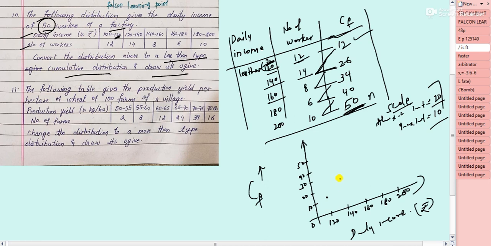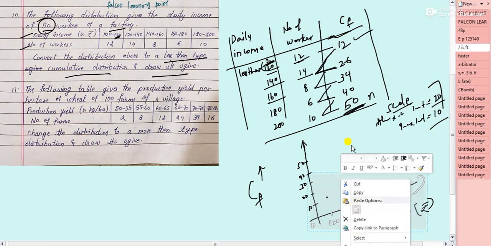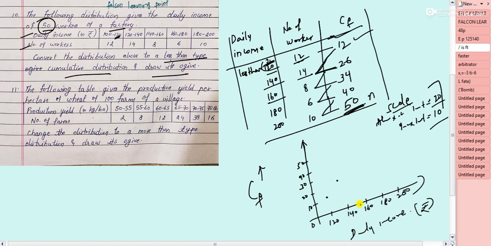Now mark: for 120 it is 12, so it will come somewhere like this. For 140, 26 somewhere over here. Next is 34, so for 160, 34 will come somewhere over here. This is rough, you have to draw it on graph sheet. For 180 it is how much? 40. This is 40, correct? And for 200, 50. Now just join them free hand like this, and name it. What is this? Less than ogive.